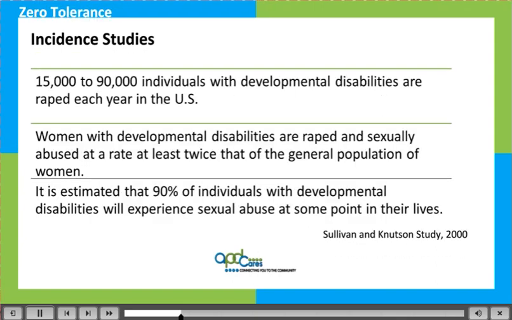Incident studies continued. 15,000 to 90,000 individuals with developmental disabilities are raped each year in the U.S. Women with developmental disabilities are raped and sexually abused at a rate at least twice that of the general population of women. In addition, it is estimated that 90% of individuals with developmental disabilities will experience sexual abuse at some point in their lives.